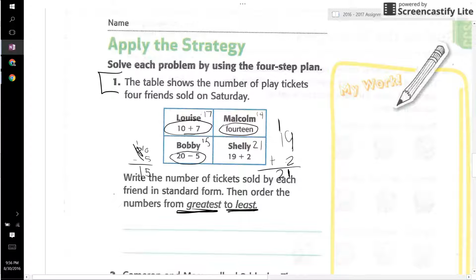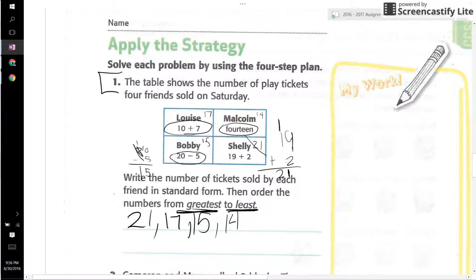I'm going to look at the tens place. 1, 1, 1, 2. 2 is greater than 1. So 21 is our first number. So now that I've looked at the tens place and I found out which one stands out, I need to look at the ones place. 7, 5, and 4. 7 is the biggest number. Then between 5 and 4, 5 is the next biggest, and 4 is the smallest.